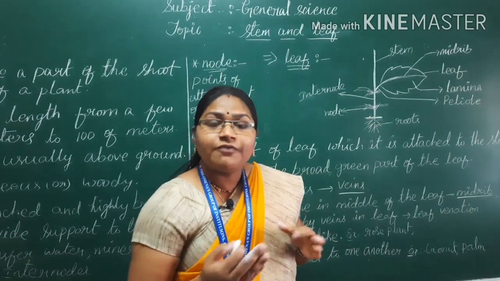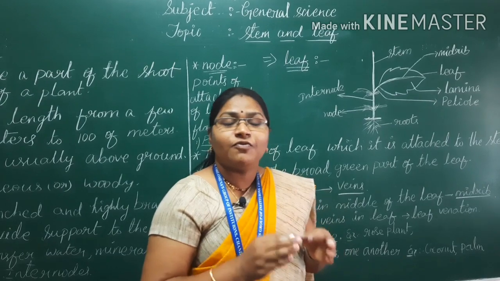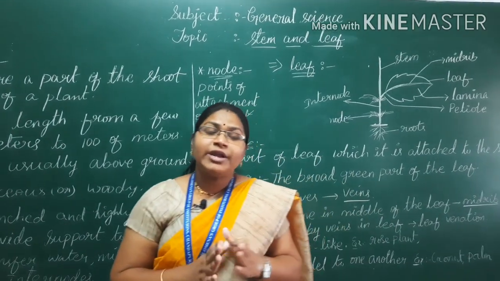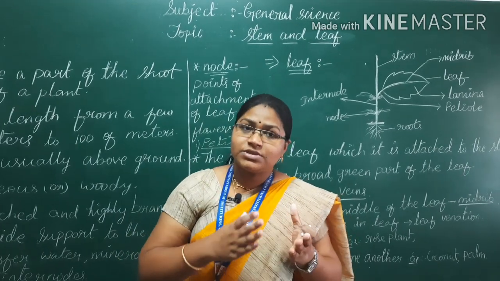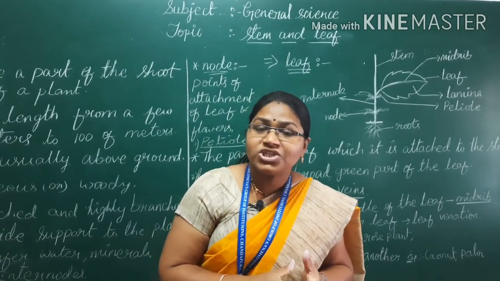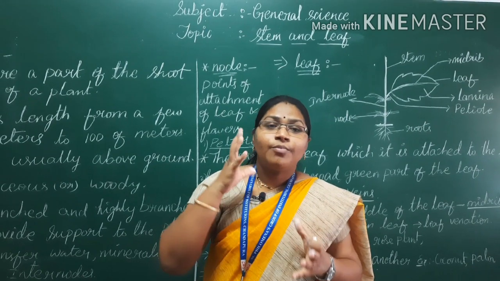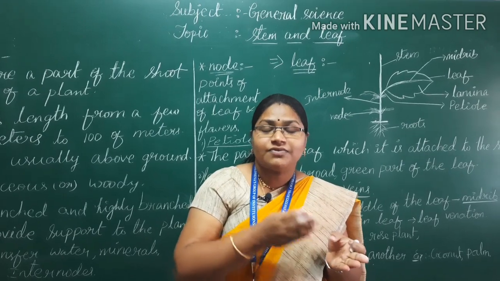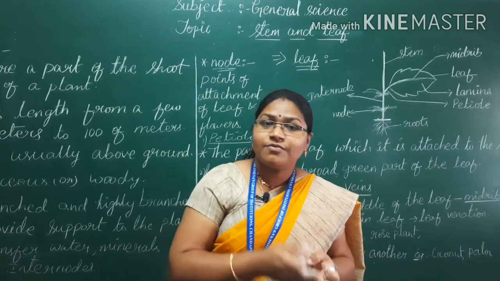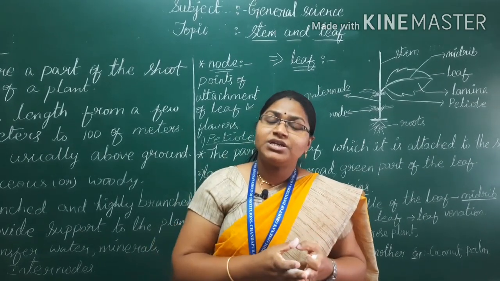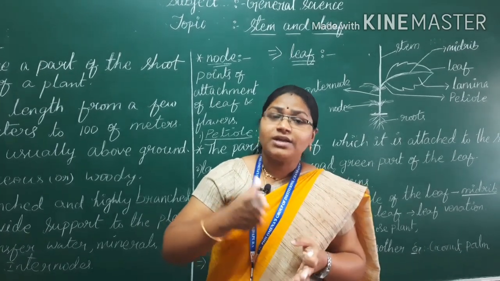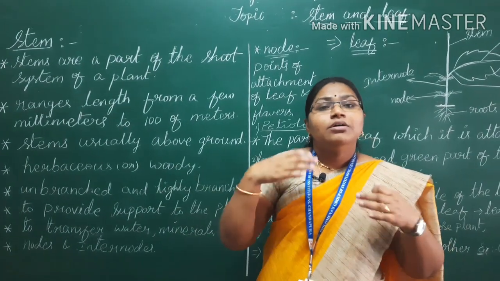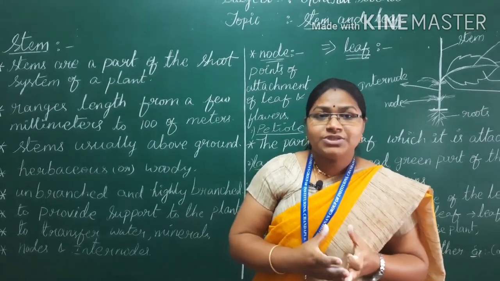The attachment of leaves and flowers to the stem we call a node. Okay, so this is about the stem. First point: stems are herbaceous or woody in nature, and stems are the shoot system of a plant. It may range from a few millimeters in length to hundreds of meters, and also varies in diameter based on the type of plant. Also, you can observe highly branched and unbranched stems in some plants.